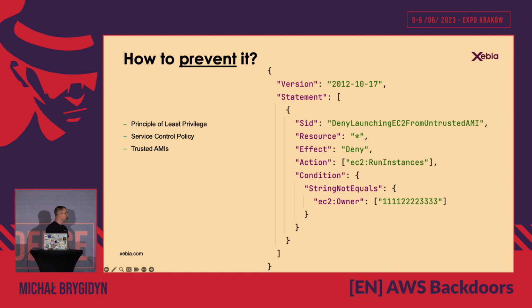And then you can use a service control policy that will prevent starting new instances from AMIs, from images, which are not yours. You can set either one account ID here or a list of account IDs, and then only images that are owned by these accounts can be used to start your new EC2.